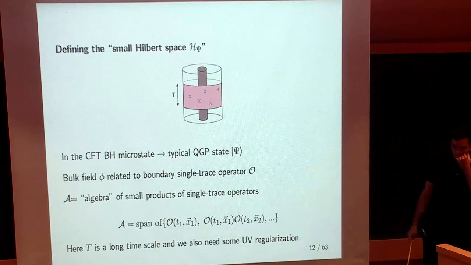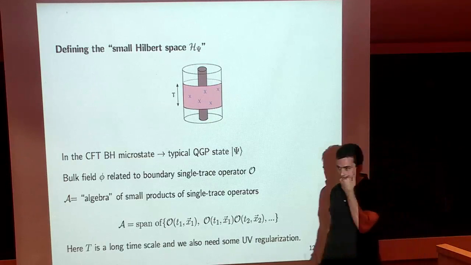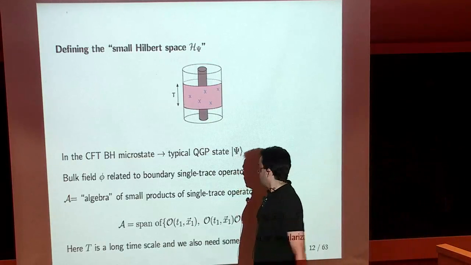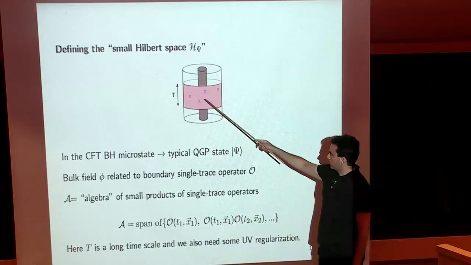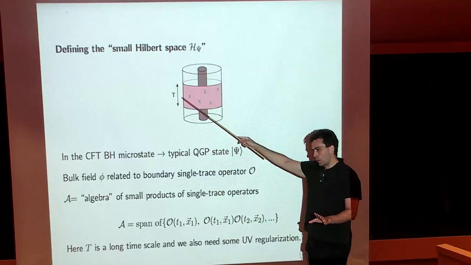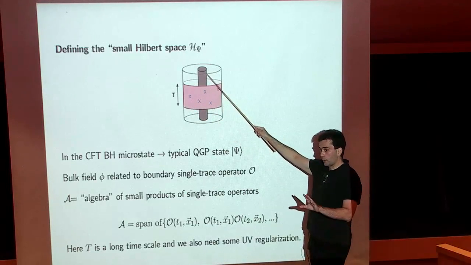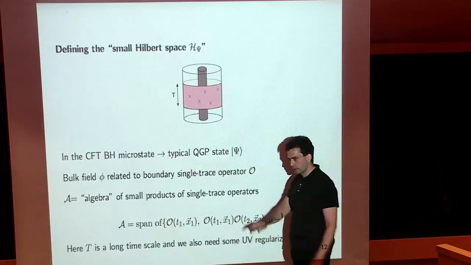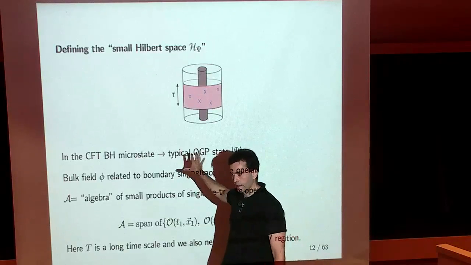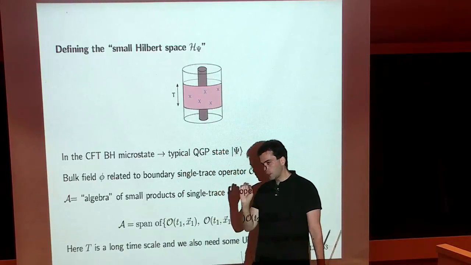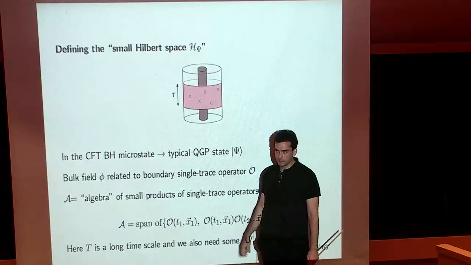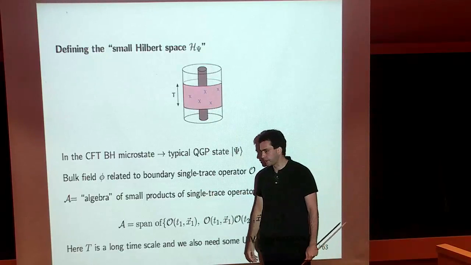So should I think of capital T as being order 1 also? Well, later in my talk, I will talk about a situation where capital T is order 1. But in that case, there will be no black hole. I will only have empty AdS. So that's a different kind of computation where the same regularization will be useful. In the case where we have a black hole, I want to think of this capital T as being probably the scrambling time.